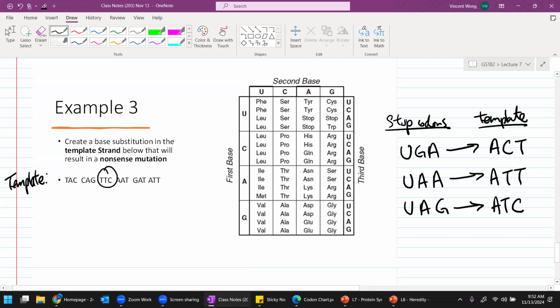Yeah, you can change the TTC to ATC. Alternatively, you can change AAT to ATT or ACT.